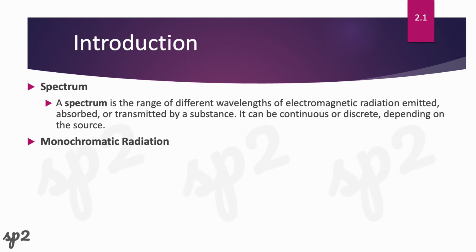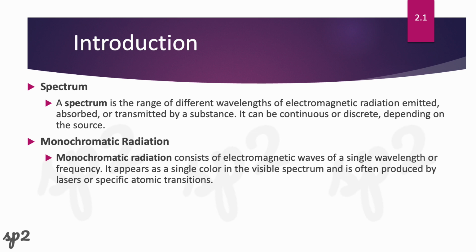The other term, which is pretty common, is monochromatic radiation. Monochromatic means that we have specific electromagnetic waves of a single wavelength or frequency. They're going to be a single color, for example, if you have it in a visible spectrum, and it's often produced by a laser, which you probably heard about, or by specific atomic transitions.